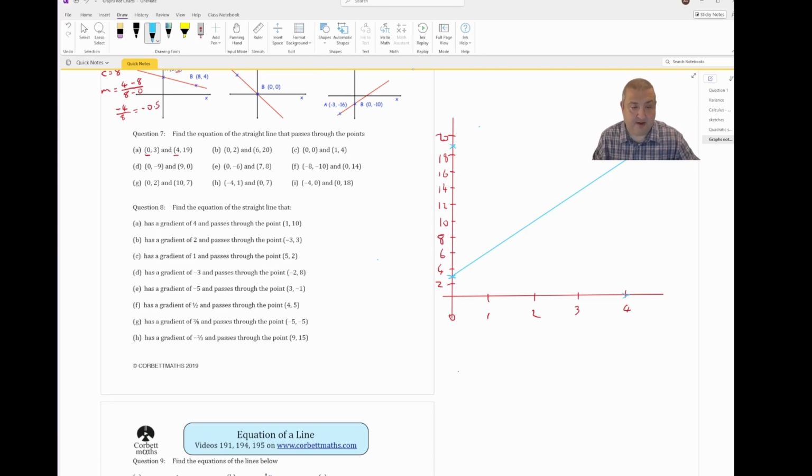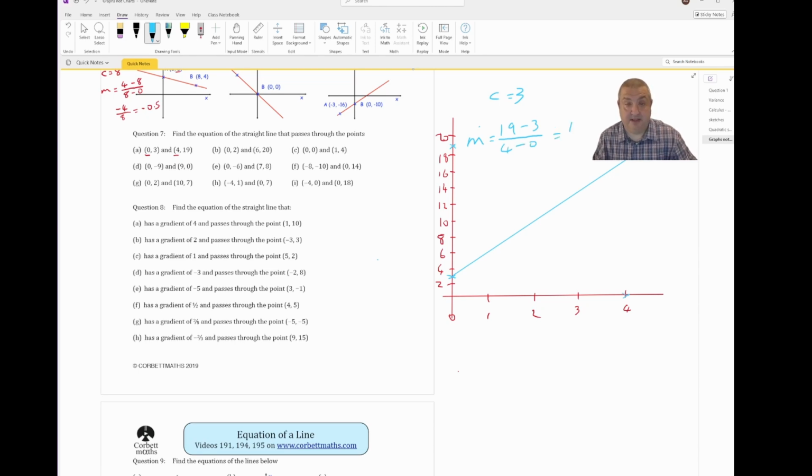Well, we know that C is going to equal 3 because it crosses there anyway. So C equals 3. That's where it crosses the y-intercept. The gradient. Well, every time it goes across 1, it goes up. Well, we can work out the gradient. Let's do the proper calculation. The change in y, 19 to 3, divided by our change in x, which is from 4 to 0.